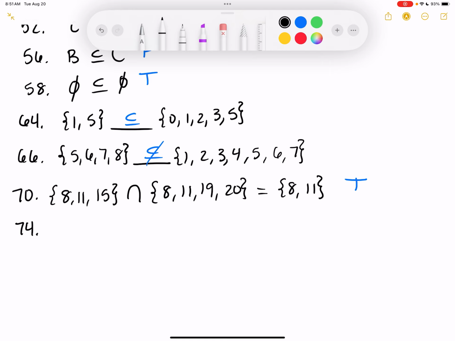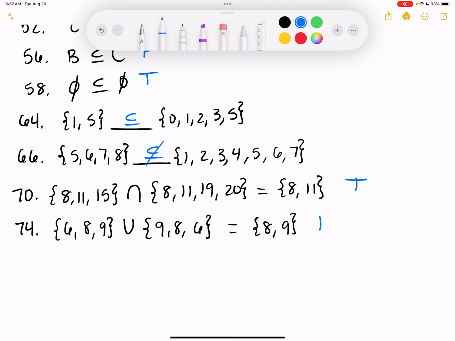Then we have 74. We have the set 6, 8, and 9 union with the set 9, 8, and 6. And they tell us that that's equal to the set of 8 and 9. Is that true or false? False. Why? Yep, there should also be a 6 with that.